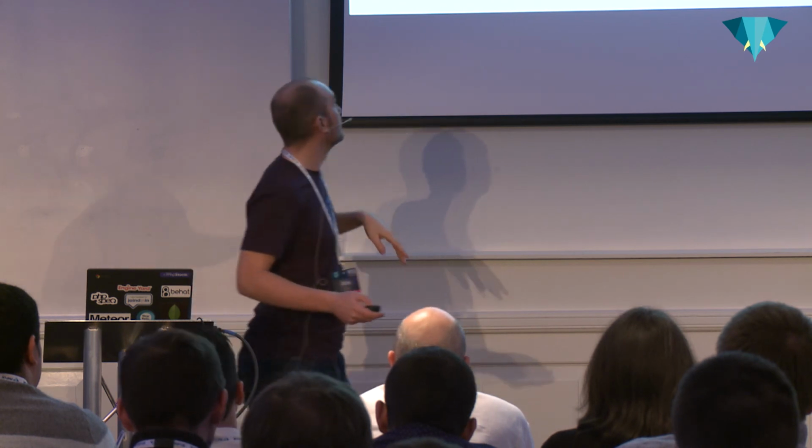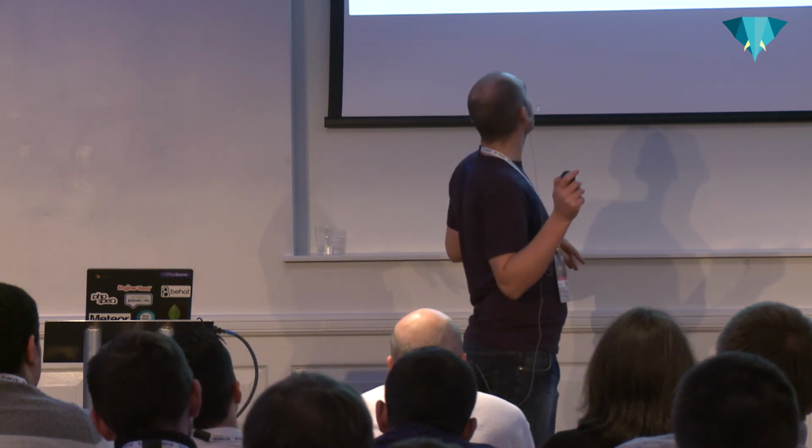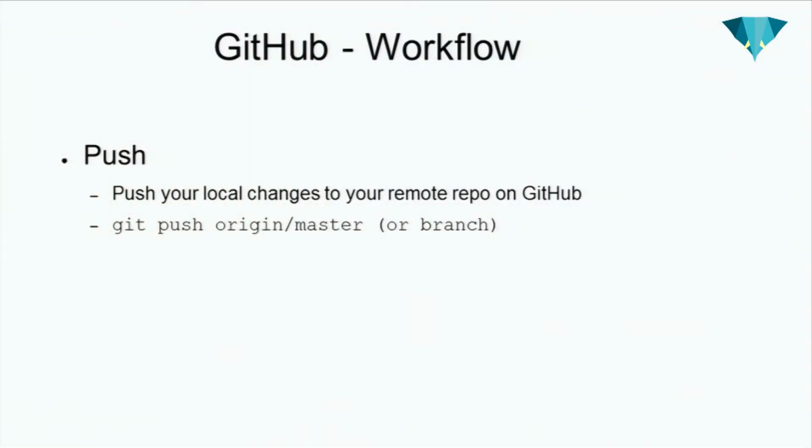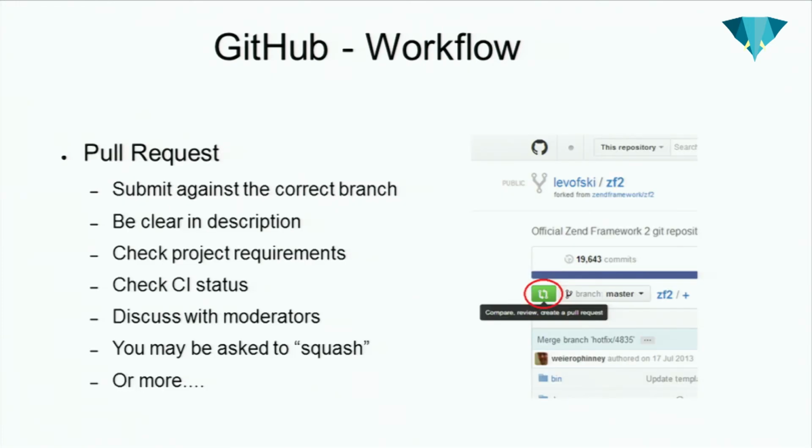And check the documentation. So after you've tested, you can push. So obviously the process of push is you push to your fork, which is available to you. That's all it is. So push your local changes to your remote repo on GitHub. And that's all it is. And then the next stage is hopefully the final stage.